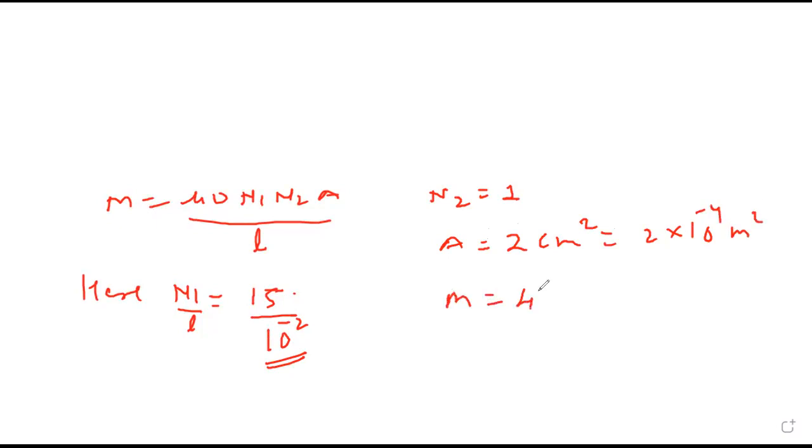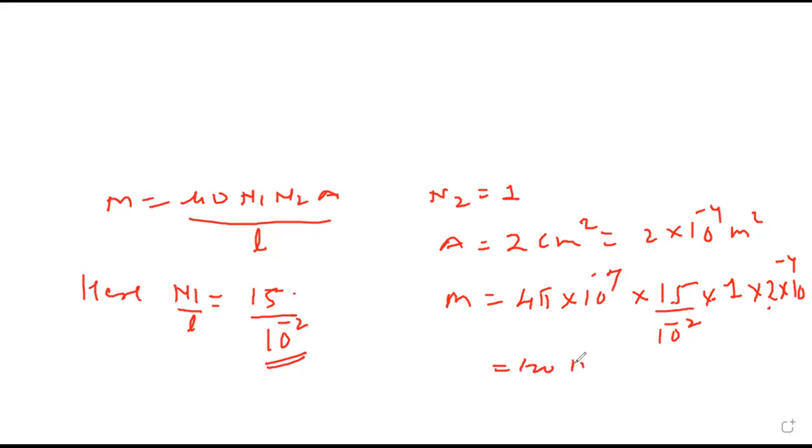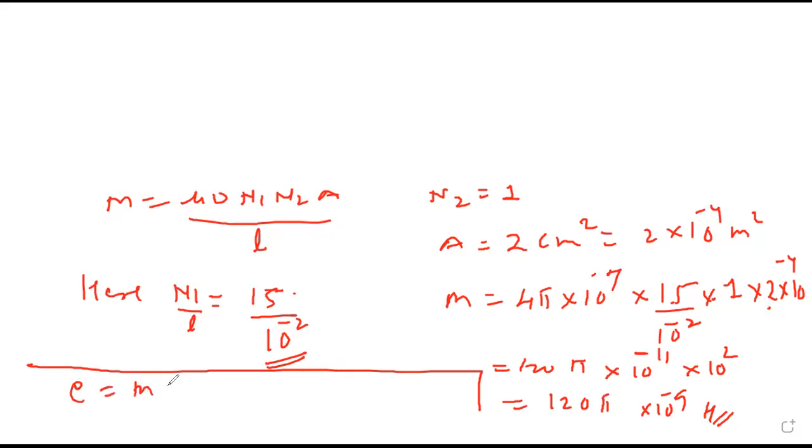So M becomes mu naught, which is 4 pi into 10 raised to minus 7, N1 upon L, 15 upon 10 raised to minus 2, N2 is 1, and area is 2 into 10 raised to minus 4. Any possibility of cancellation? Just check. So 15 into 2 is 30, 30 into 4 pi is 120 pi, into 10 raised to minus 11 into 10 raised to plus 2, so this will become 120 pi into 10 raised to minus 9 henry. I think the mutual inductance part you followed.